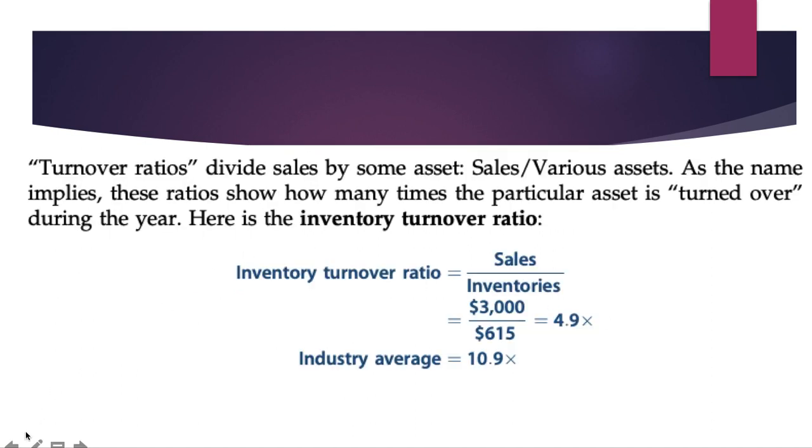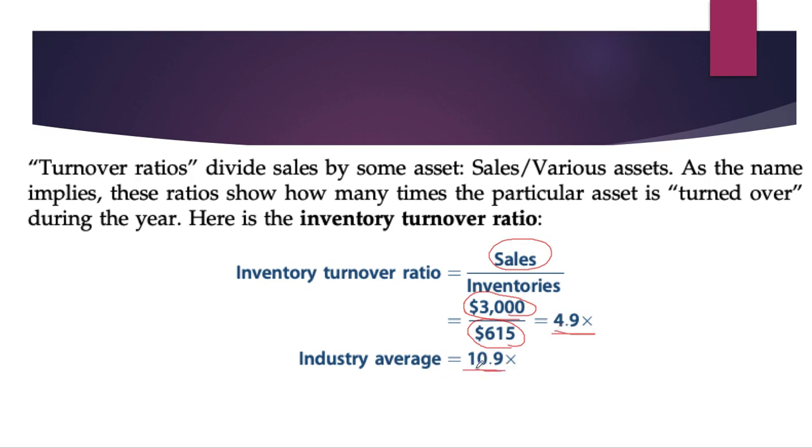Here is the inventory turnover ratio calculation. The sales number for this company is given as 3,000, but this is in millions. So this means $3 billion US dollars, which is the sales figure we have shown in the previous income statement. You can check this. And then inventories were also given on the balance sheet, so we can fill this number from the balance sheet. And this gives us 4.9.